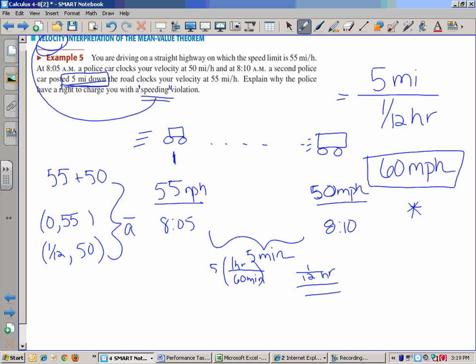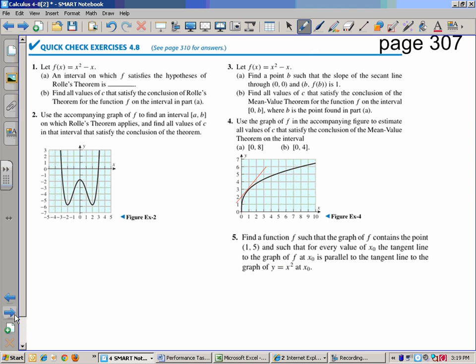That's a bigger deal. Okay, quick check exercise, page 307 in your textbook. What you're going to do is utilize the mean value theorem, predominantly Rolle's theorem, which in fact is a specific example of the mean value theorem. And remember, whenever you're talking about the values of c, we're actually talking about the x values if we have a function. We're talking about the number c that would be the input, the x.